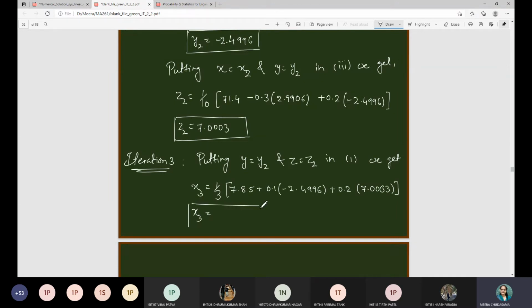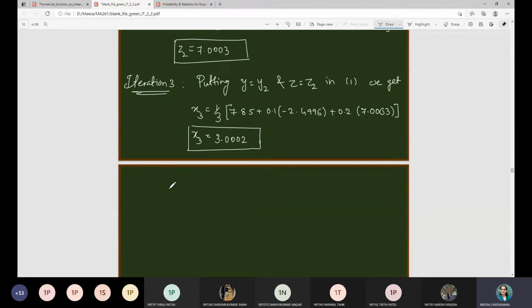What it will be? 3.0000. Yes, 3.0002 it will be. Next, putting, अब क्या सब्स्टिट्यूट करना पड़ेगा? Tell me.